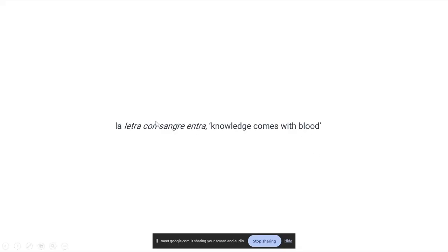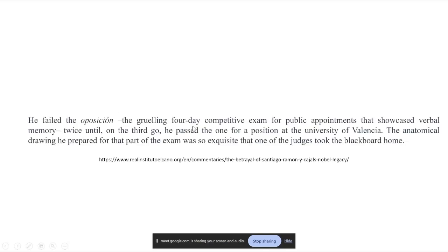He describes his school life as "La letra con sangre entra," meaning that knowledge comes with blood, or basically that if you don't hit the child, then the child is getting spoiled. This is an idiom in Spanish, which means that if you don't beat or punish a child, you are spoiling the child. He describes that this is how his school life was.